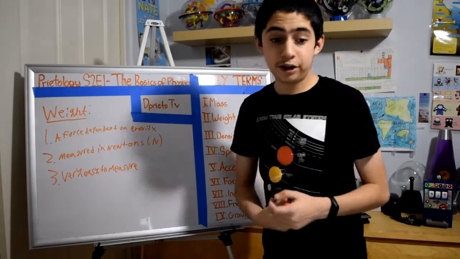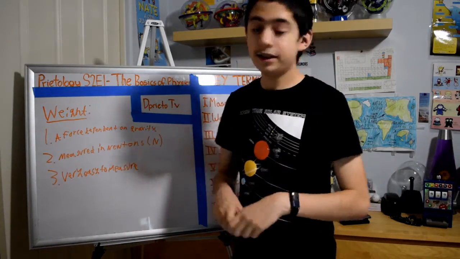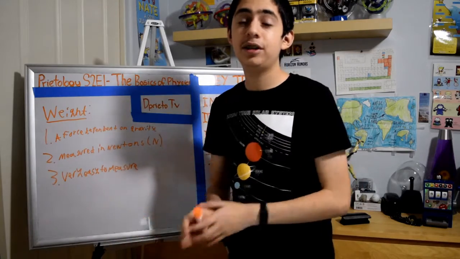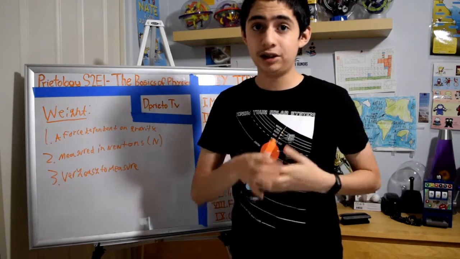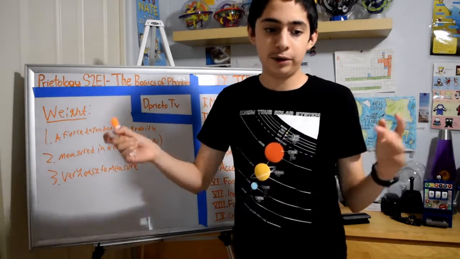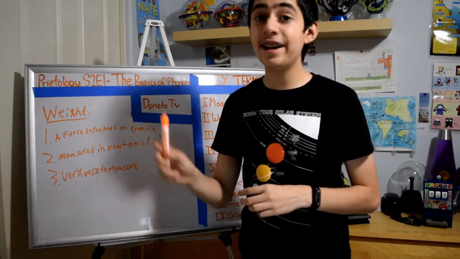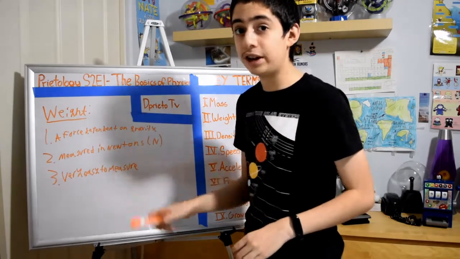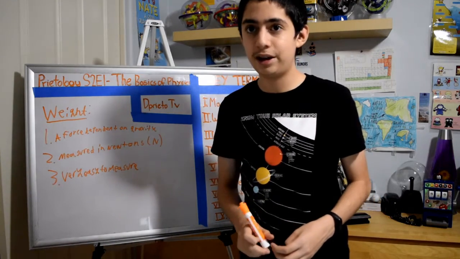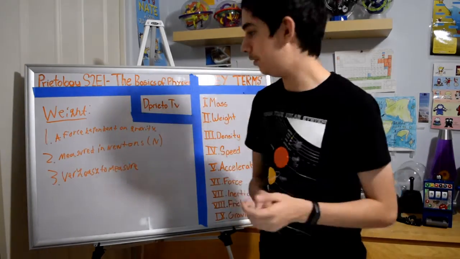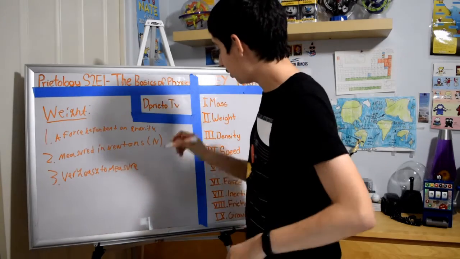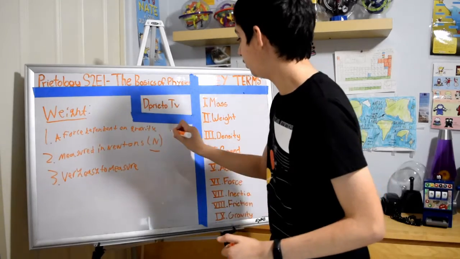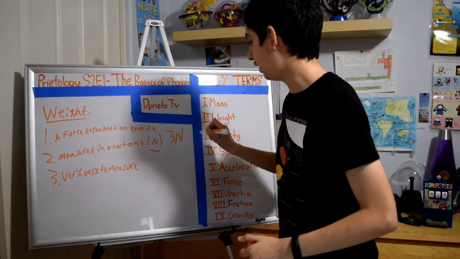Alright, so our second term is weight. Weight is a force dependent on gravity. So, unlike mass, your weight actually depends on the gravity of wherever you are. This is scientifically not measured in kilograms. This is measured in a different unit called newtons. Newtons, named after Isaac Newton. And the symbol is represented with a capital N. So if you're going to say, oh, my weight is 3 and then a capital N, that's how you would write it.